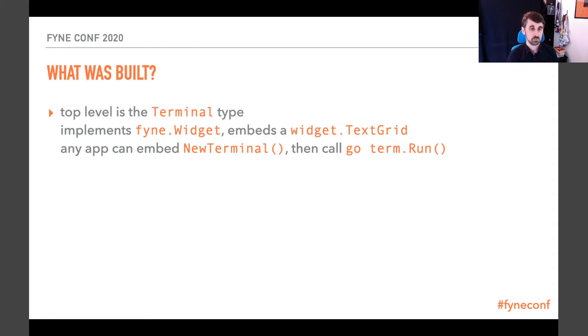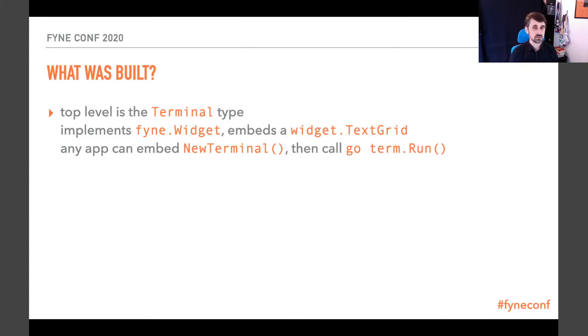Anyhow, any application that wants to use this calls new terminal, which gives them the widget. They put the widget into their application, and when they want to start running the process of communicating with a virtual terminal behind the scenes, they call term.run. So, I mean, two lines of code to embed a terminal in your application. I think that's pretty decent.